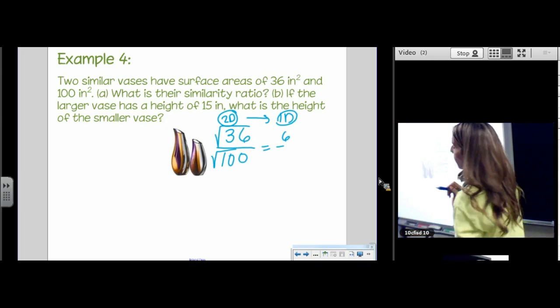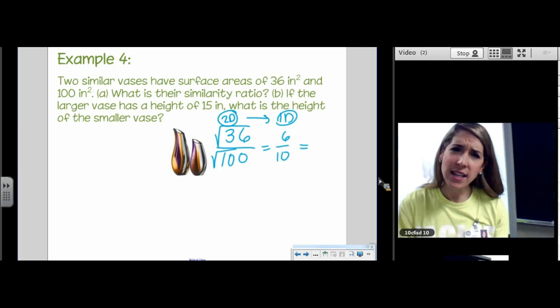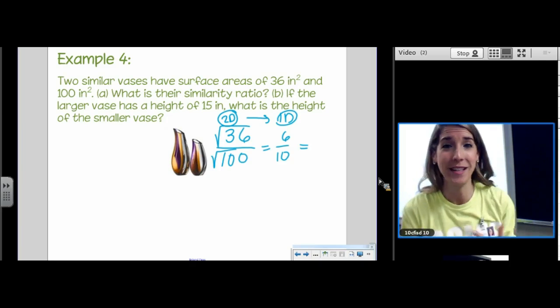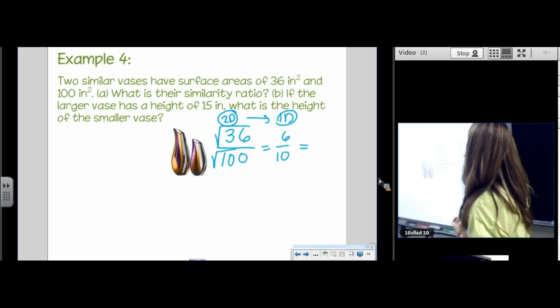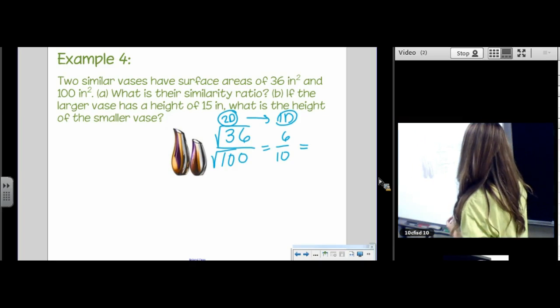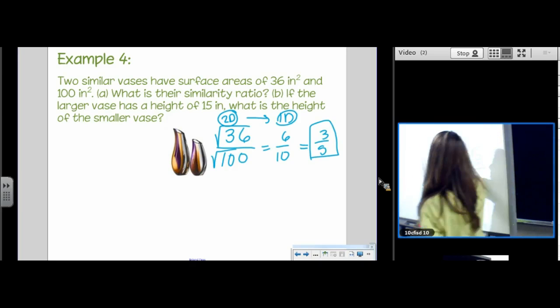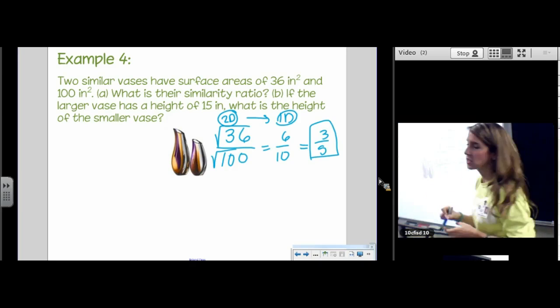And then we always simplify. You never ask, do I need to simplify my answer? Because the answer is always yes. You always simplify your answer. So the similarity ratio is 3 to 5.